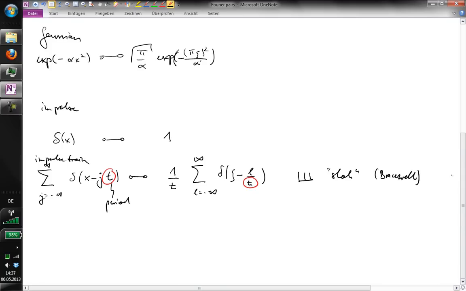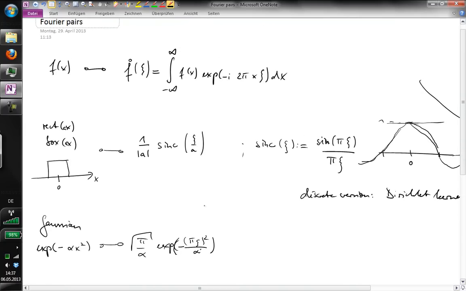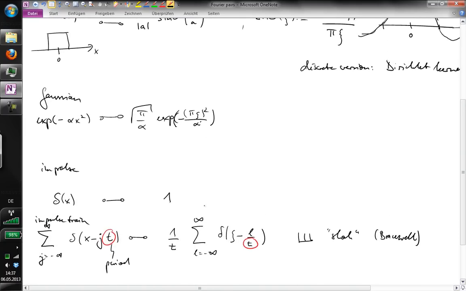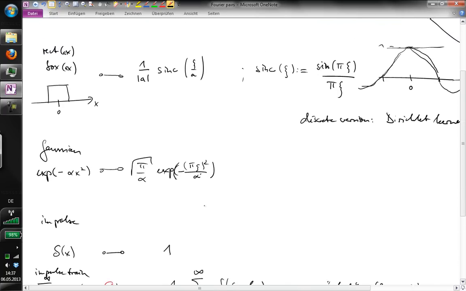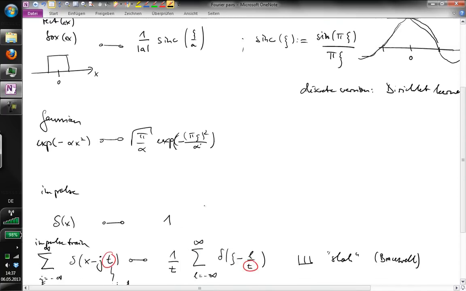Okay, so if you deal with such distributions, there are some mathematical finesses, but I'm ignoring them for now and simply want you to remember that an impulse train transforms into an impulse train and a box function corresponds to a sinc. And if you know that, you can actually infer many other interesting Fourier pairs.